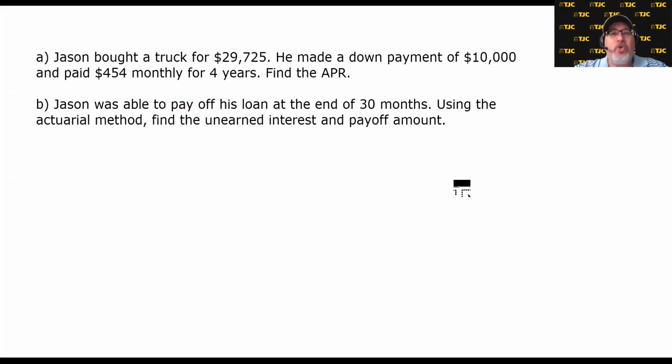Jason bought a truck for $29,725. He made a down payment of $10,000 and paid $454 monthly for 4 years. Find the APR, which we will need for part B. Jason was able to pay off his loan at the end of 30 months. Using the actuarial method, find the unearned interest and the payoff amount.